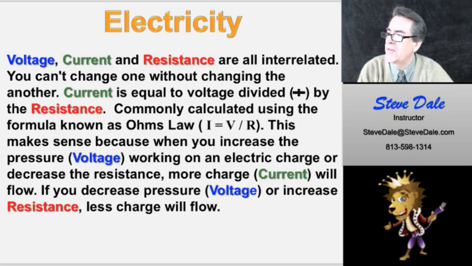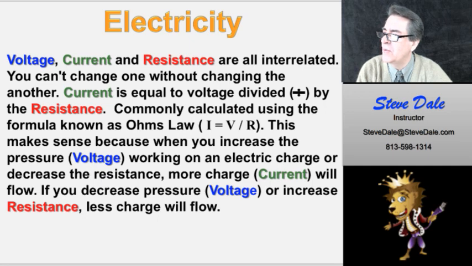Voltage, current, and resistance are all interrelated. You can't change one without changing the other. Current is equal to the voltage divided by the resistance, commonly calculated using the formula known as Ohm's law. I, which represents current, equals V, representing voltage, divided by R, representing resistance.